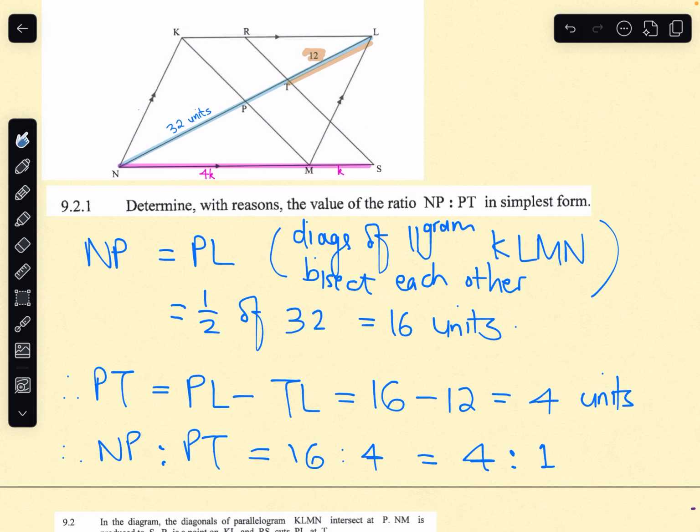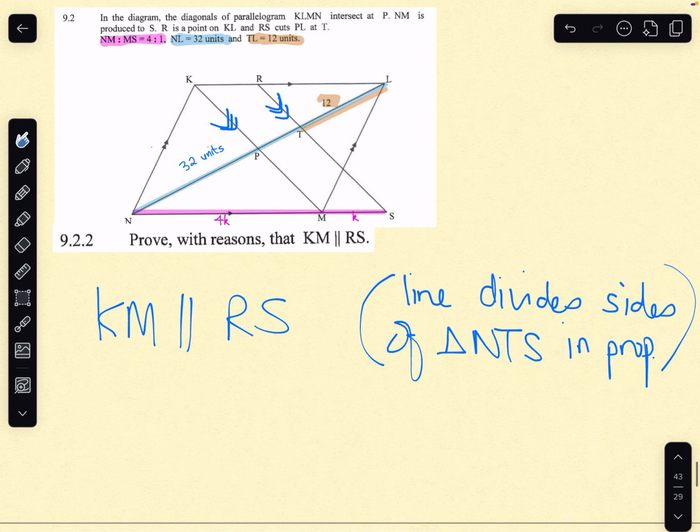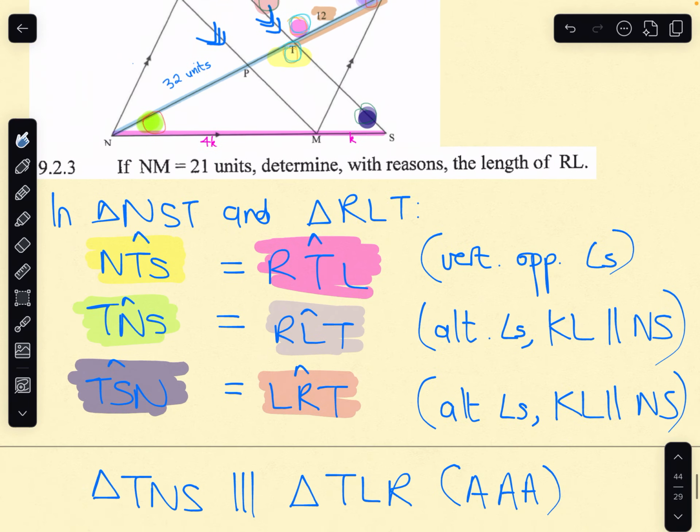For the next one, we use the fact that line PM splits NT and NS in the same ratio. We use that to prove that the lines are in fact, not similar, parallel. So they explicitly write NP to PT is equal to NM to NS, which is very useful. I think that's a good thing to say, so that your teacher knows you're not just taking chances.